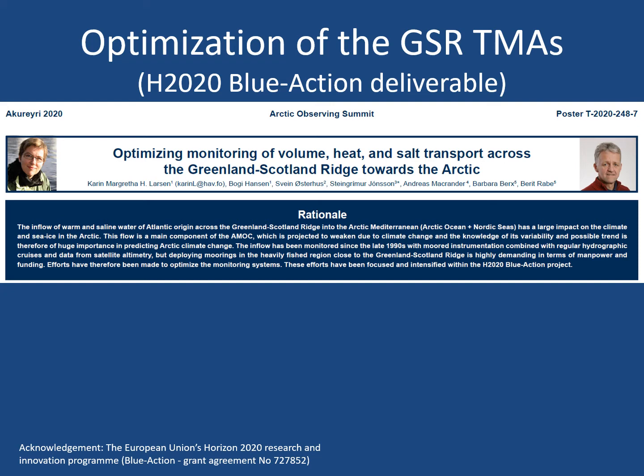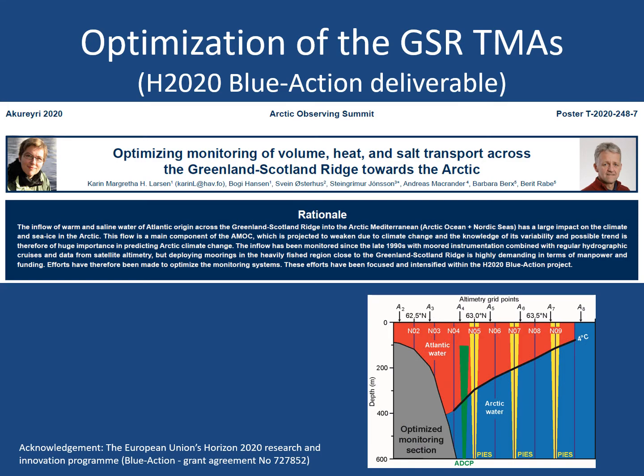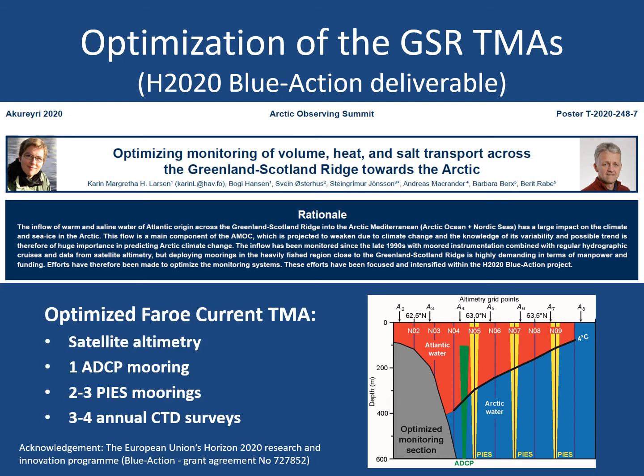So on this poster we show our suggestions for observations of the 3 inflow arrays, and I show you here an example of the Iceland-Faroe inflow array, or the Faroe Current TMA. Here we suggest that this array is monitored by satellite altimetry, 1 ADCP mooring, 2 to 3 PIES moorings, and 3 to 4 annual CTD surveys. And of these observations here, only the ADCP mooring is currently registered at the JCOMMOPS webpage.